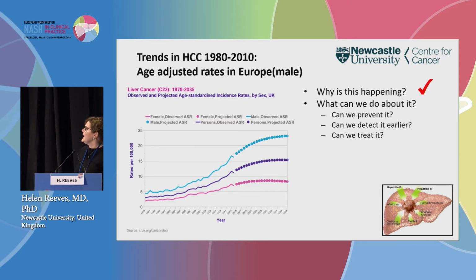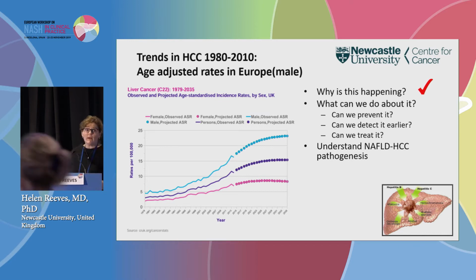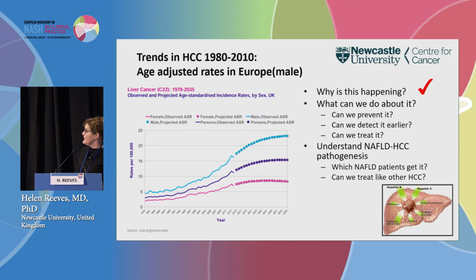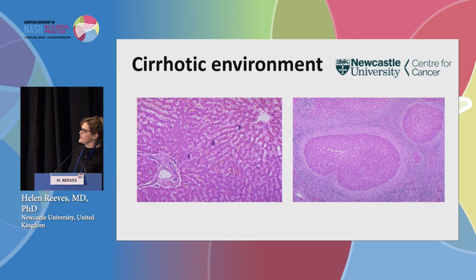We need to know if we can prevent it, can we detect it earlier so that we can intervene with curative therapies, and if the patients get the liver cancer, can we actually treat it in this group of patients? So we need to understand more about the pathogenesis of liver cancer in patients with NAFLD and obesity so that we can identify the patients with NAFLD that are going to get it, and also we need to understand if it's the same as other cancers. Can we just use the treatments that we use for viral hepatitis related HCC in patients with NAFLD HCC?